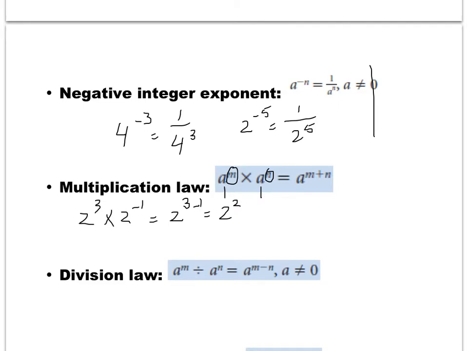The next one is the division law. It says that if you divide two powers with the same base, in this case a, which cannot be 0, just write one base, which is a, and then subtract the exponents, m minus n. This means that if you have 3 exponent, let's say 4, divided by 3 exponent 1, this is the same as 3 exponent, because the bases are 3, 4 minus 1, which is 3 exponent 3.